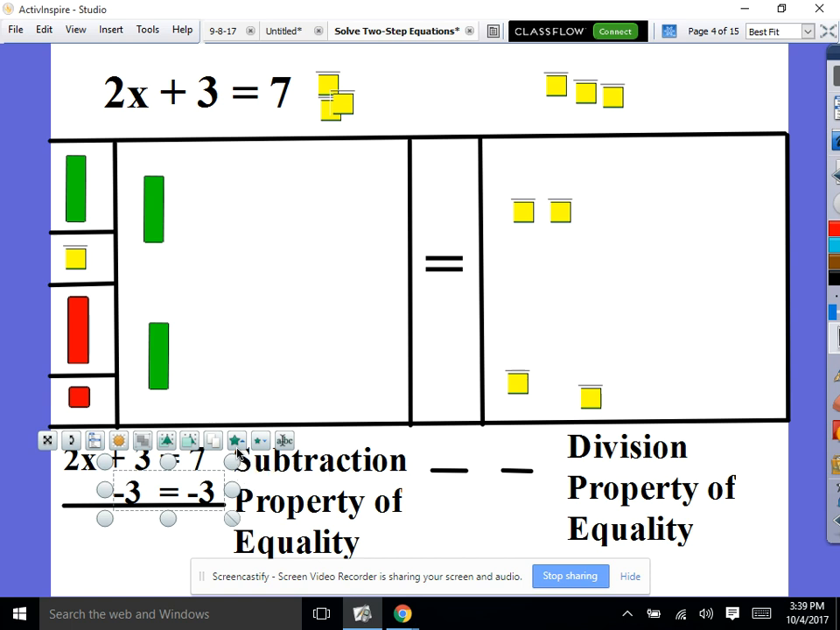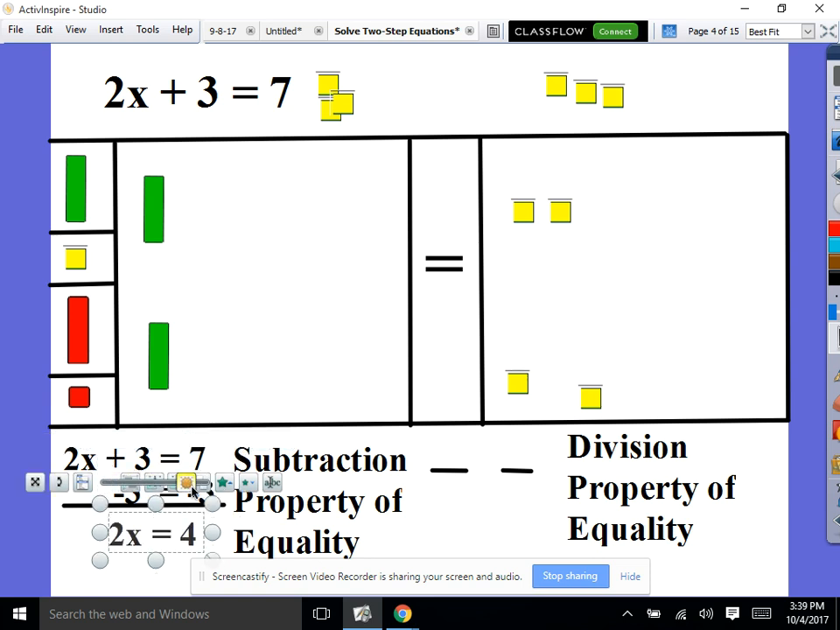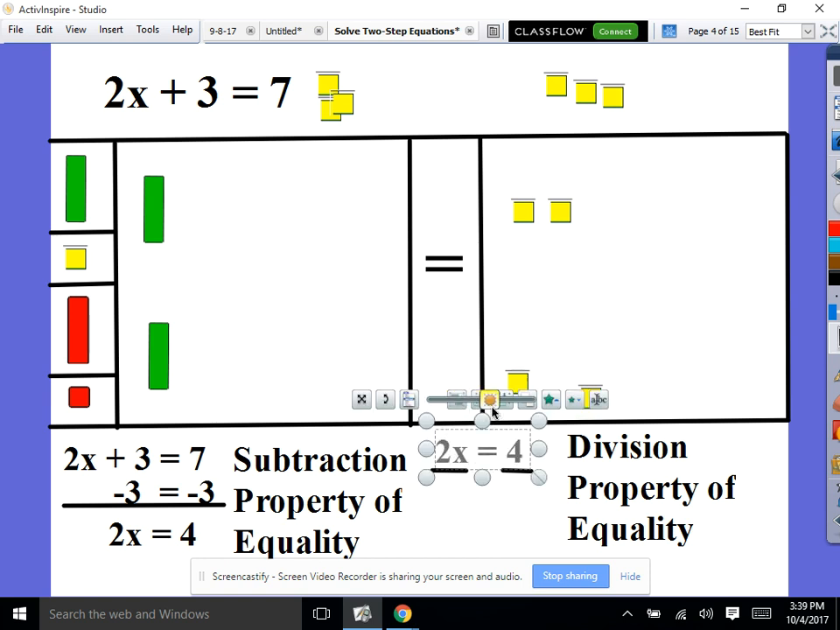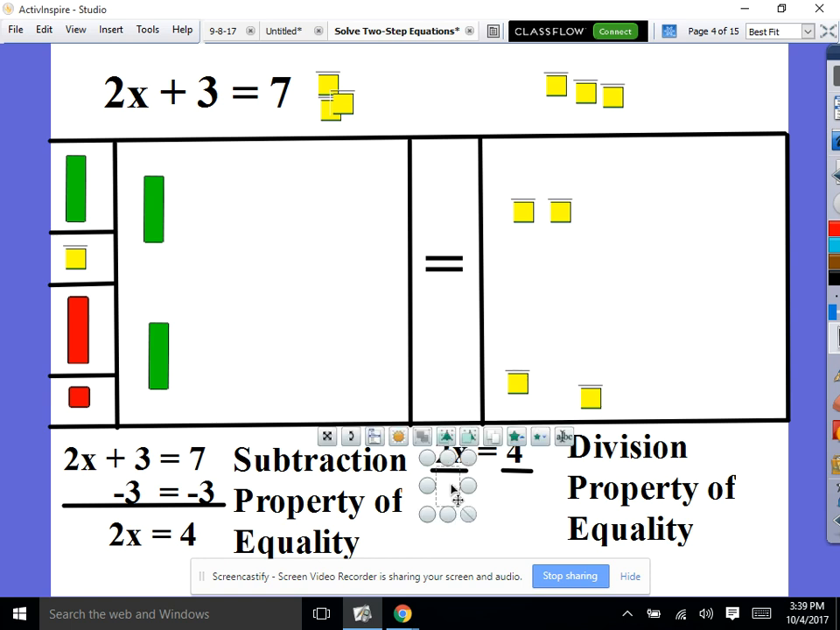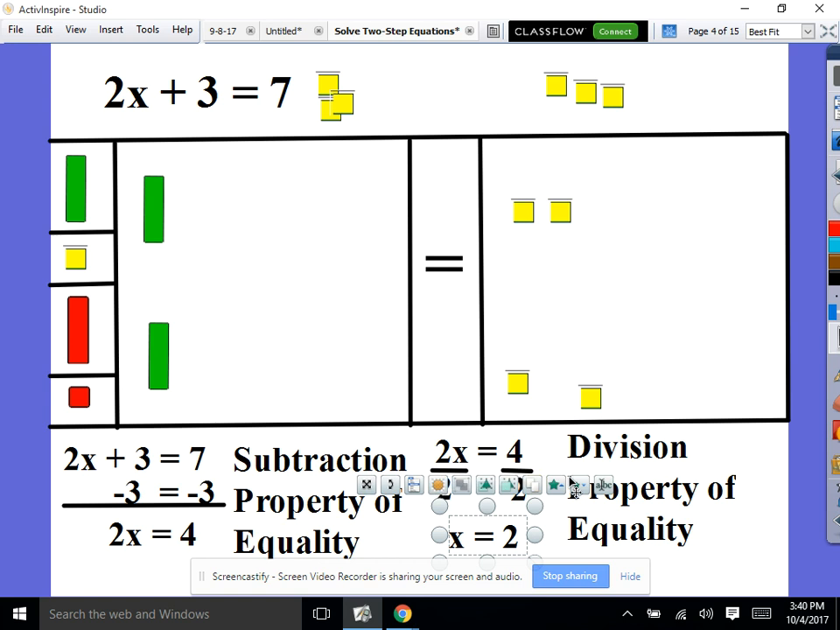All right, so we subtracted 3 or took away 3 from each side, which left us with 2x equals 4. And you know to undo the multiplication, we have to divide both sides by 2, which gives us x equals 2.